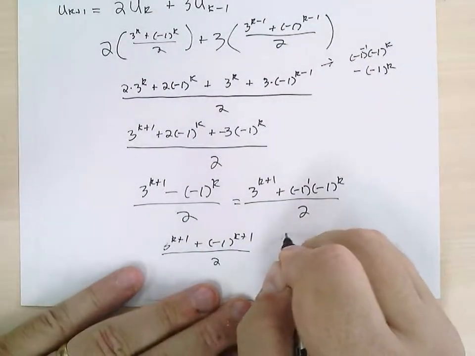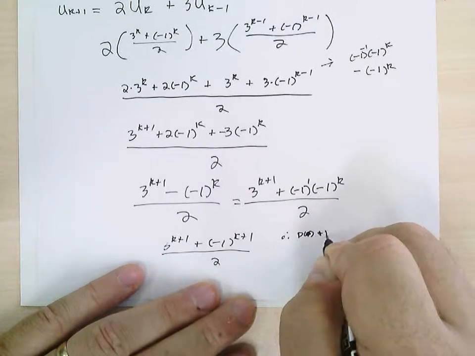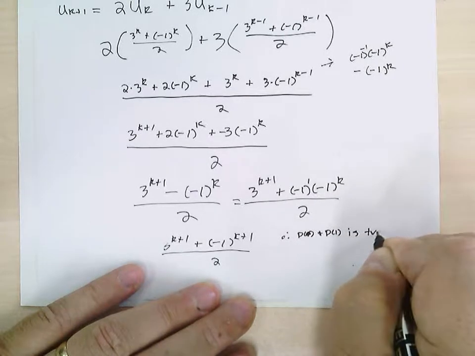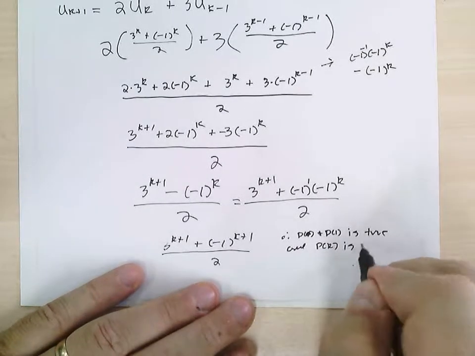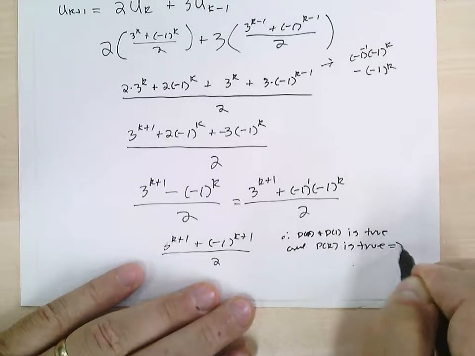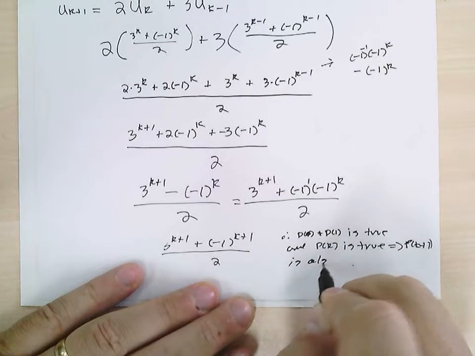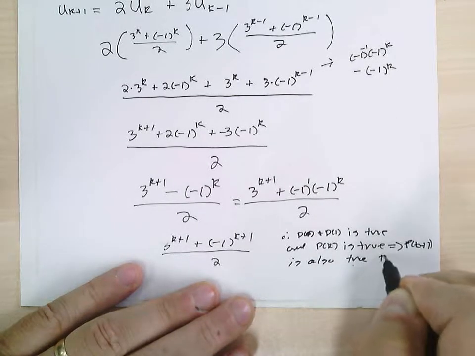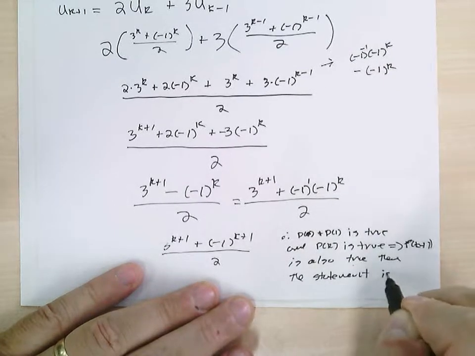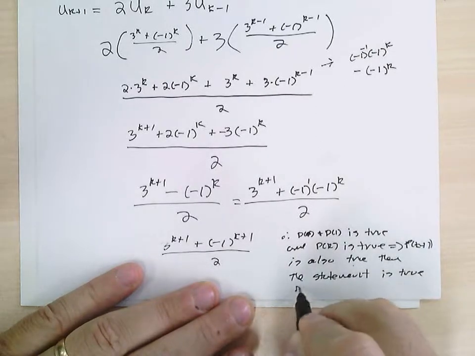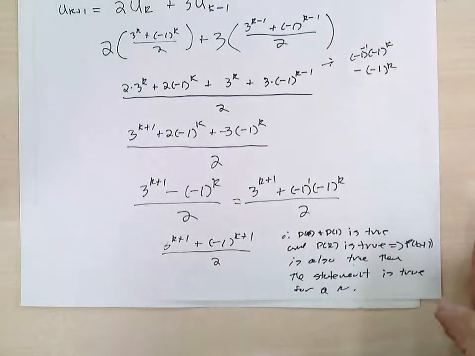And then I can say, therefore, P of 0 and P of 1 are true. And P of k is true implies that P of k plus 1 is also true. Then the statement is true for all n. And there we go. And that's the end of the proof. Thanks, guys.